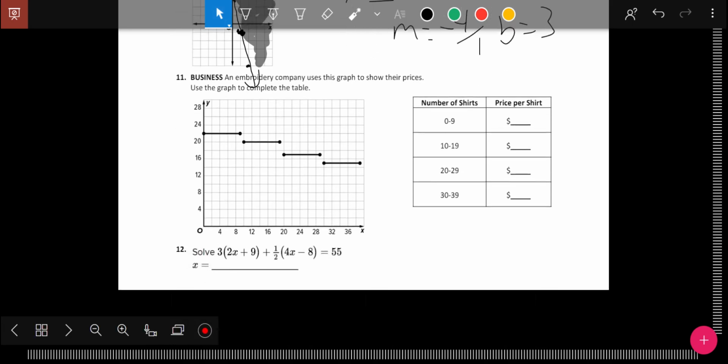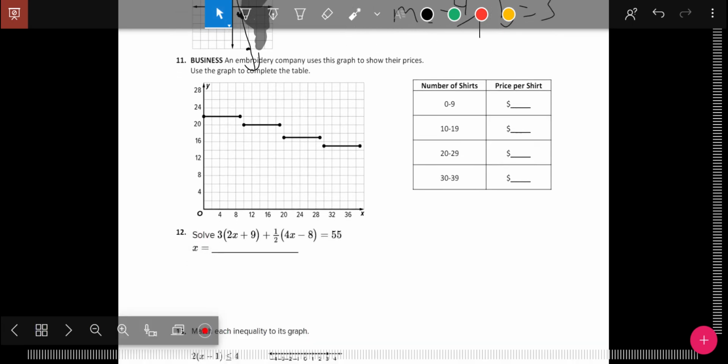Number 11. An embroidery company uses this graph to show the prices. Use the graph to complete the table. So from 0 to 9 shirts, it's up here, and it's counting 2, 4, 6, 8. So counting says $22. So from 0 to 9, it was $22 a shirt. From 10 to 19, it was $20 a shirt.